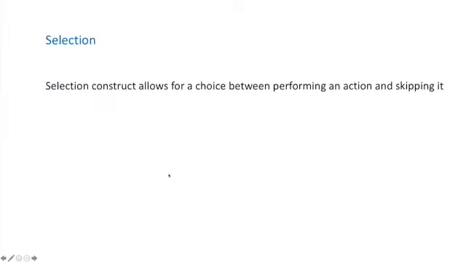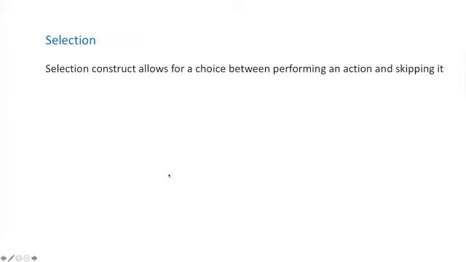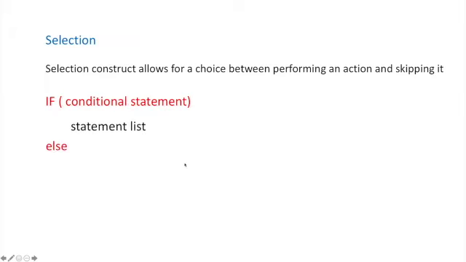The next thing we're going to look at is selection. Selection is a construct that allows for a choice between performing an action and skipping it. You can have selection statements like if statements. You have your if, and between it you write your conditions, whatever conditions. If the condition is true, you have your statements. Otherwise, you have your else statements, where you can write statements here as well. To end your if statement, you just write end if, and that will be correct.